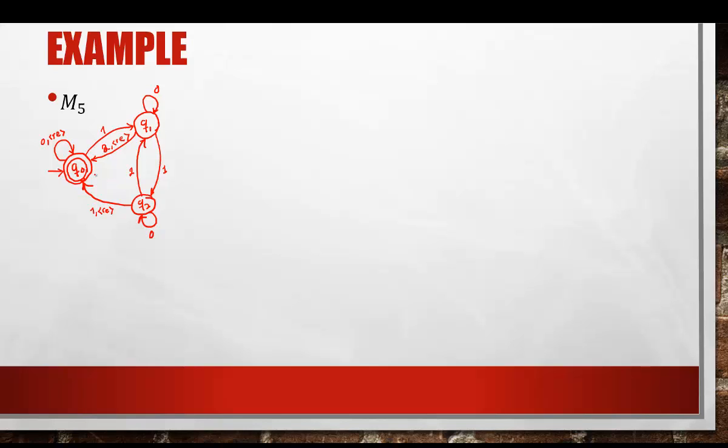Oh, and also I forgot Q sub 0 and 2 will take it to Q sub 2. So this was my finite automata there that would accept the set of all the strings where the sum of the symbols after the last reset element was a multiple of 3.